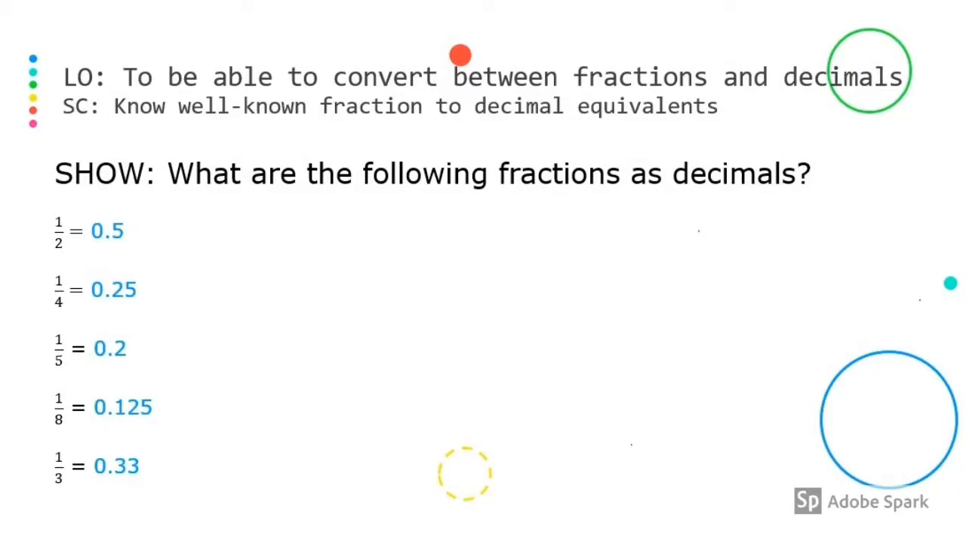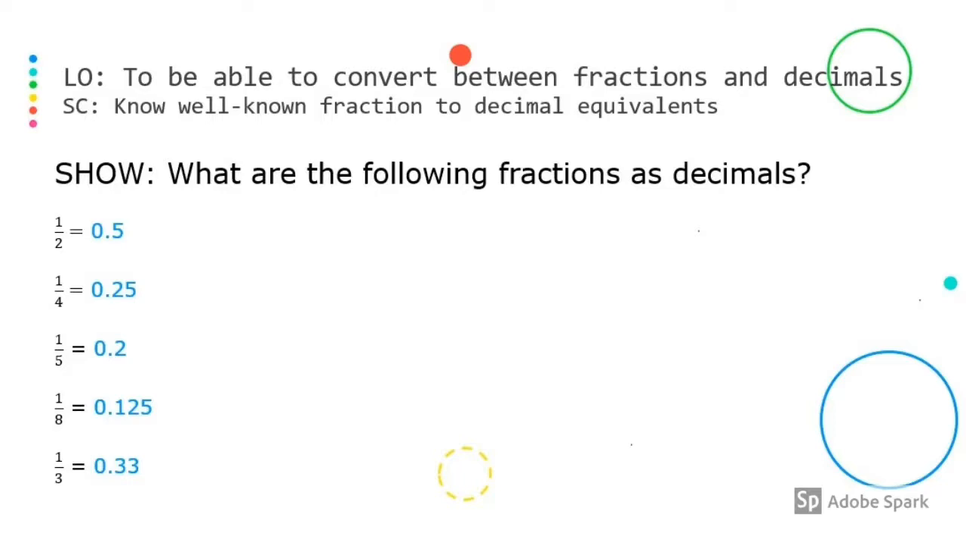You'll see on the screen the decimal equivalents to these fractions. A half is the same as 0.5. A quarter is the same as 0.25. A fifth is the same as 0.2. An eighth is the same as 0.125. And a third is the same as 0.33.